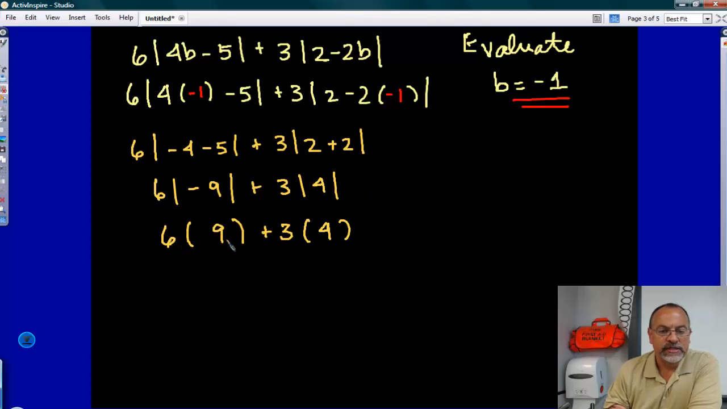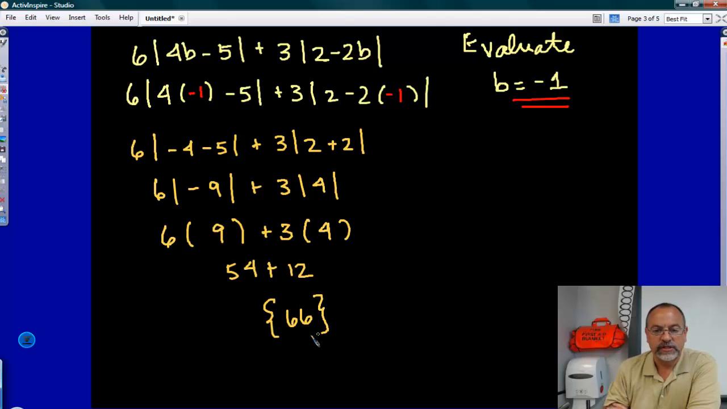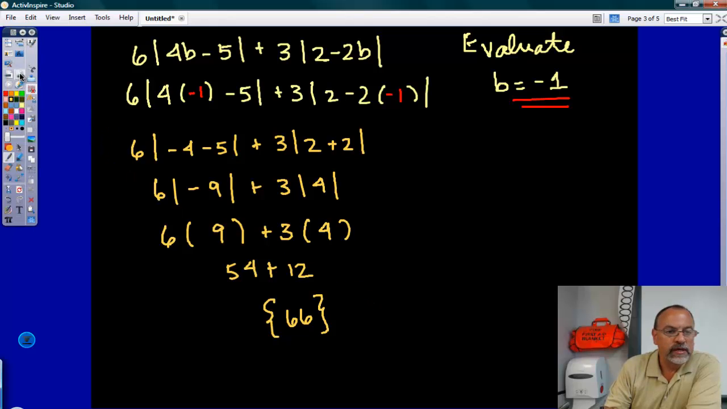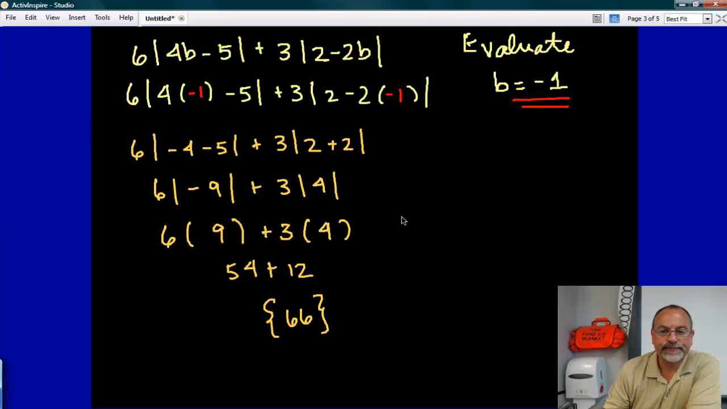what I did there. 6 times 9 then is 54, plus 3 times 4 is 12, so adding those together I get a nice root 66. All right, so 66 would be this expression evaluated with b as negative 1. All right, another example.